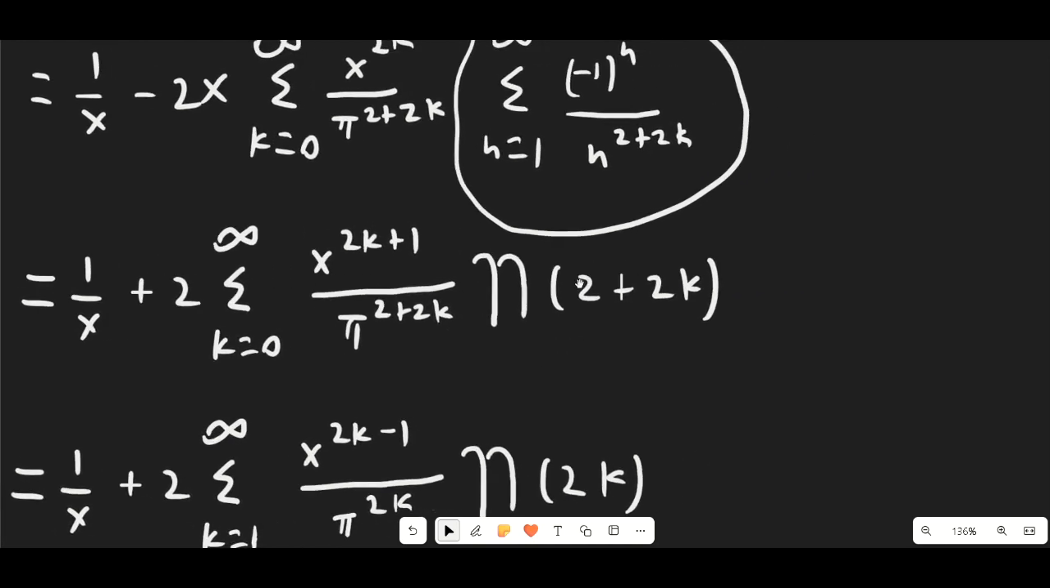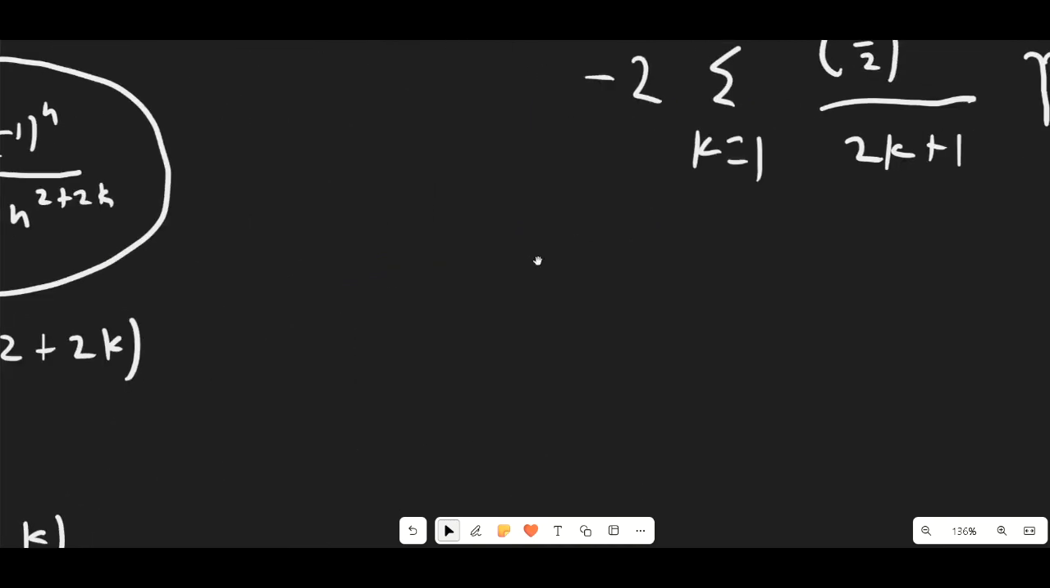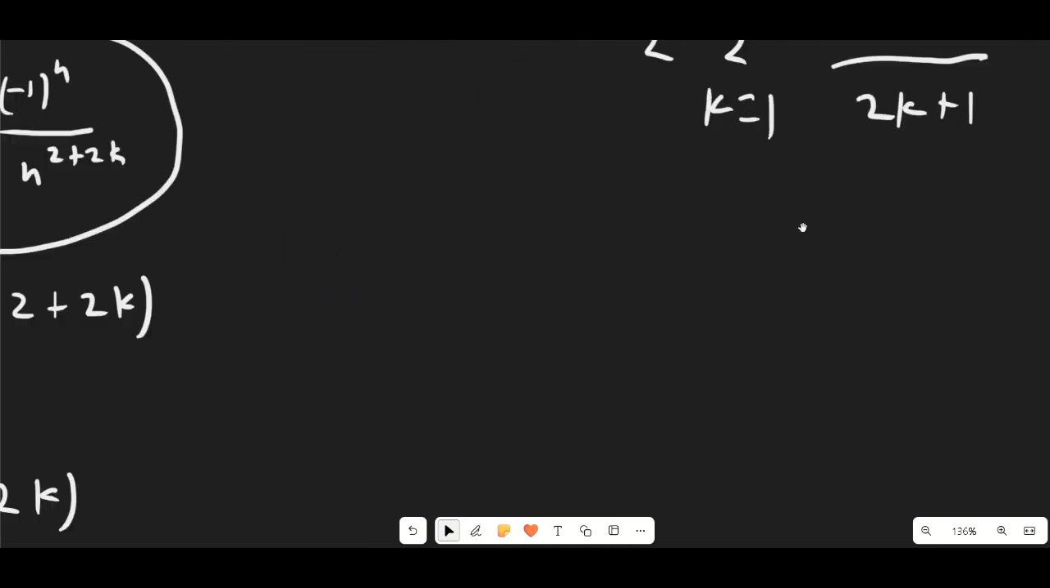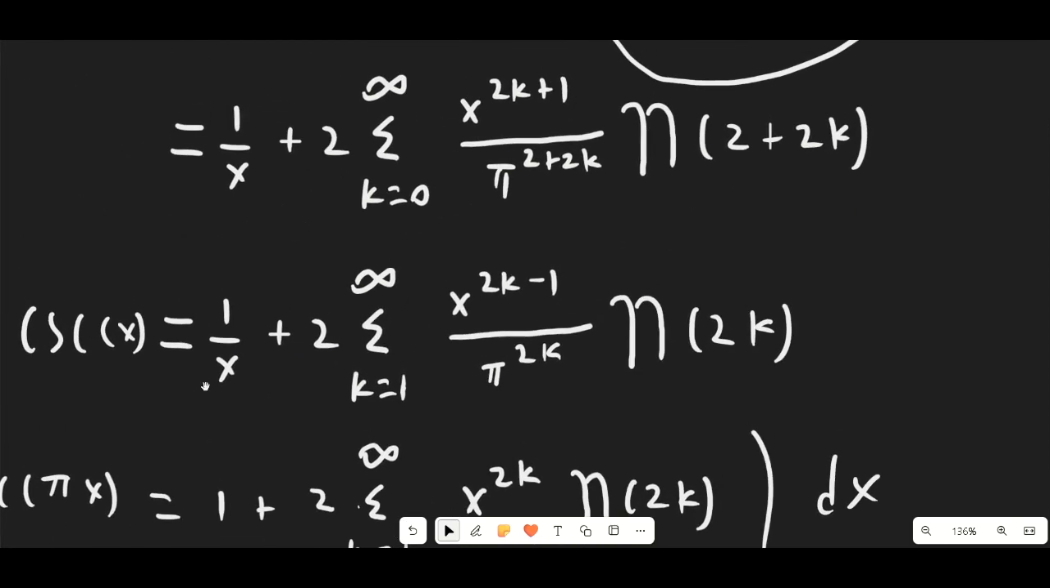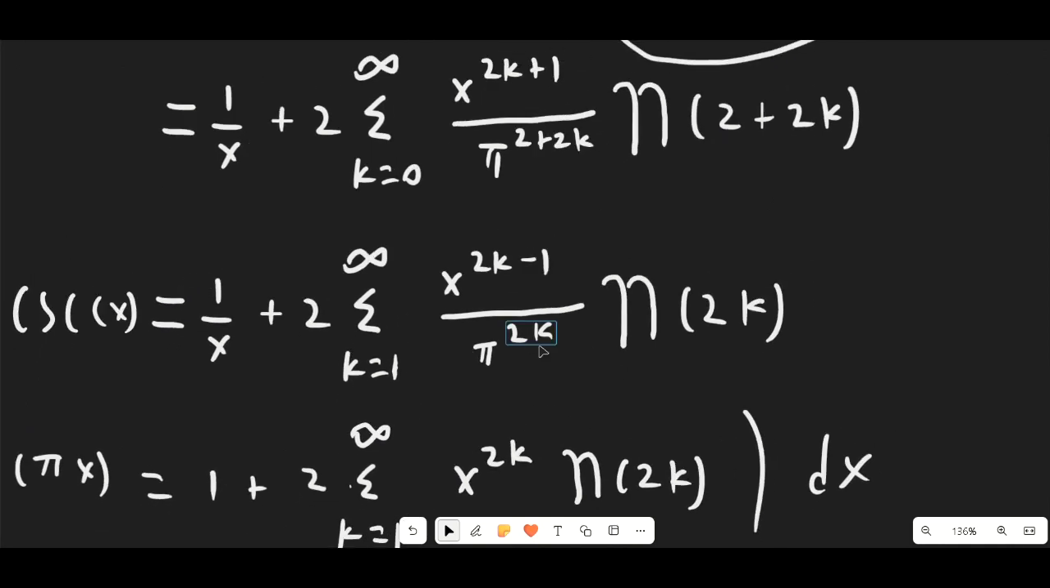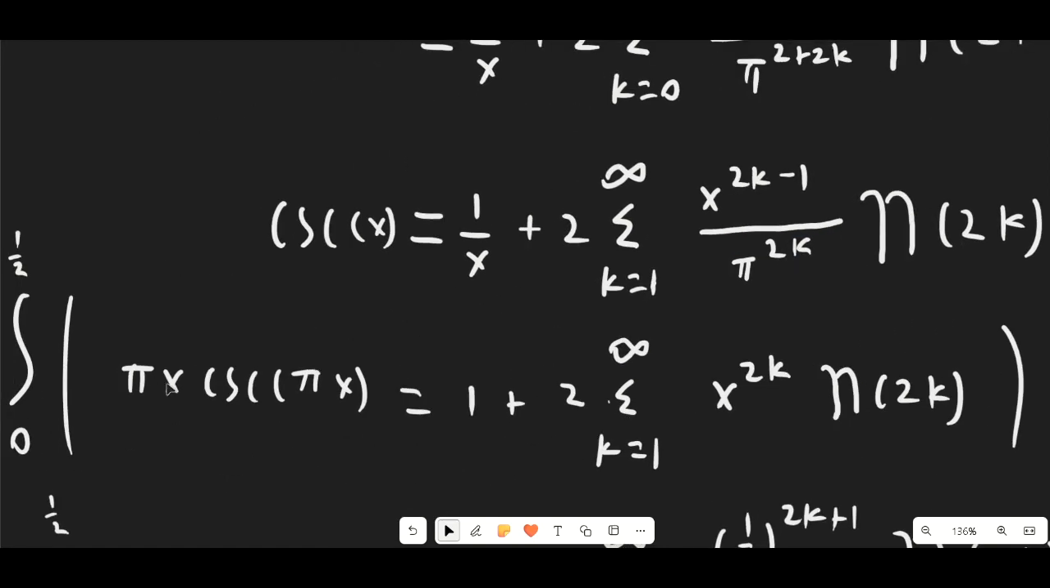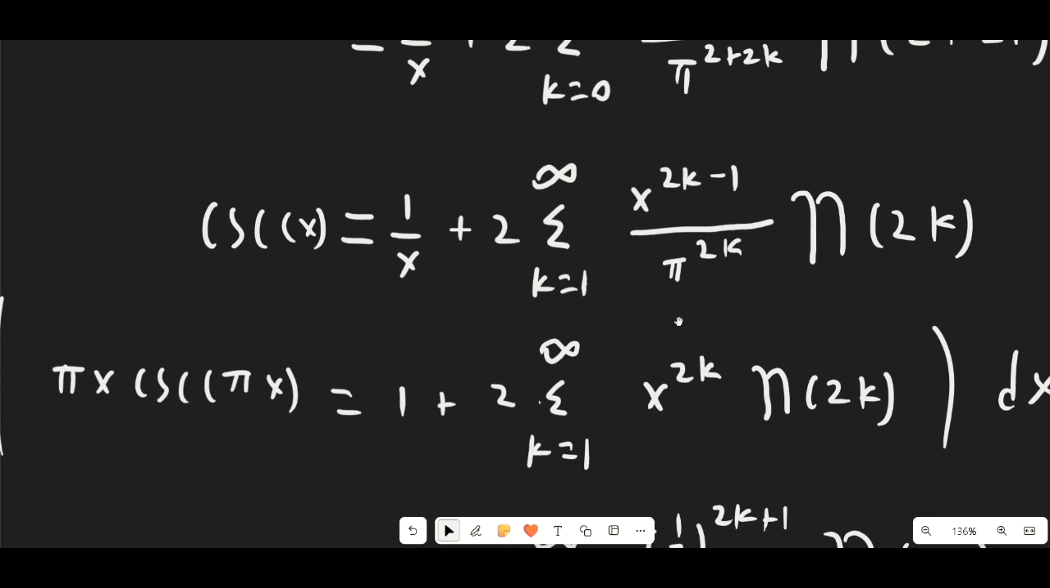But realize that here we have 2 plus 2k, while in our original summation we had just eta of 2k. So what we're going to do is just shift the index over by 1, and that's what this is going to look like right here. So we're going to end up with x to the 2k minus 1 over pi to the 2k. Now, first thing we're going to want to do is get rid of that pi to the 2k, so we're going to replace x with pi x right here. So we're going to end up with this right here, and we're also going to multiply by pi x. And the reason why we multiply by pi x is because instead of having x to the 2k plus 1 on the top, we're going to just have x to the 2k.